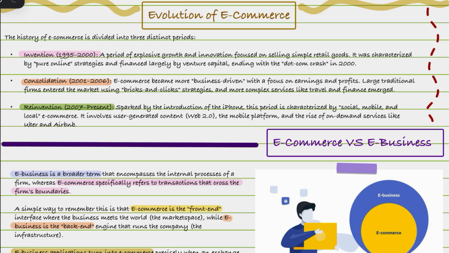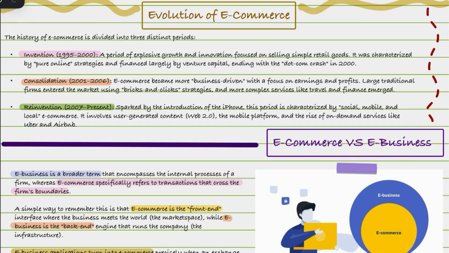What is the brief history of e-commerce? We evolved in 3 major waves. If it comes as a short marker question, you can obviously write these 3 pointers. First is the invention period. This was the early experimental phase. What happened in this phase?